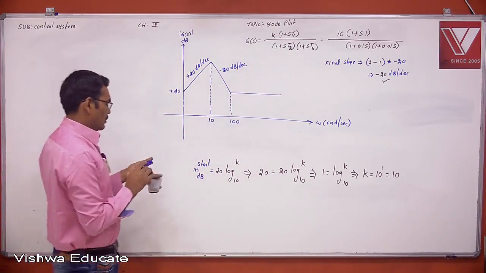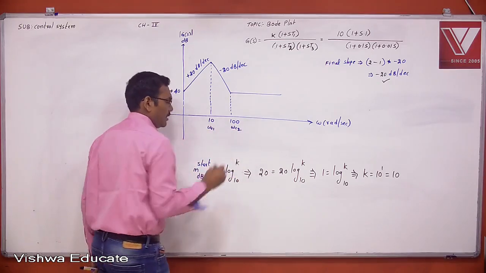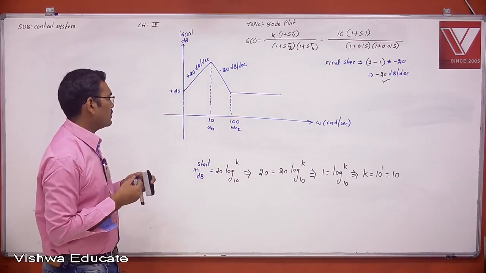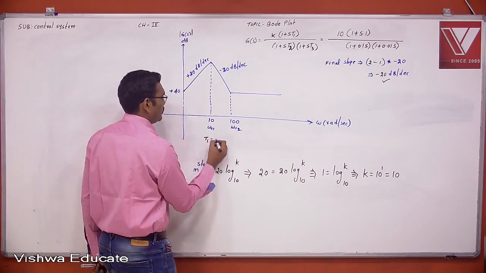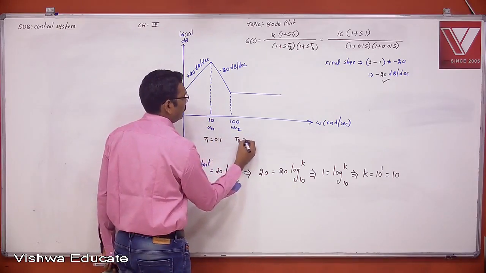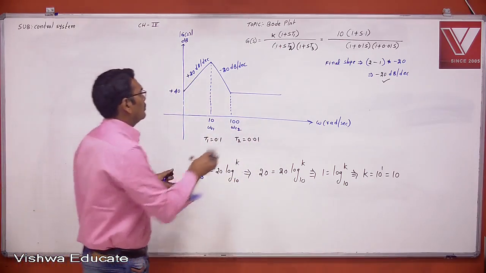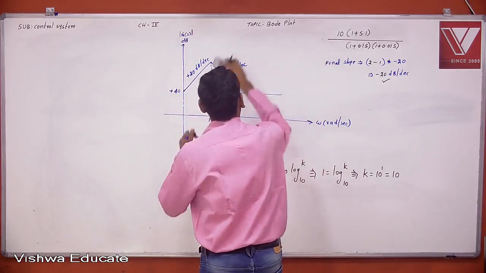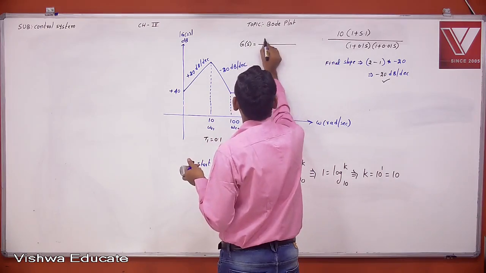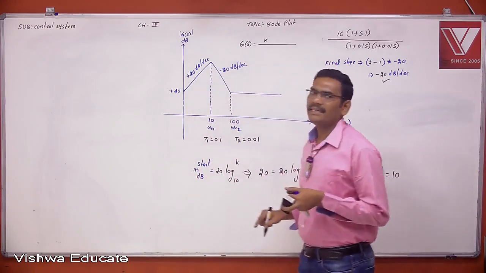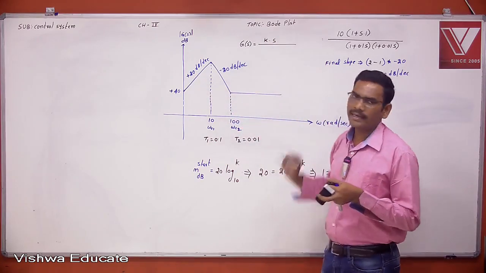Now, these are the corner frequencies. This is omega C1, this is omega C2. The corner frequencies and time constant are inversely proportional. Now, T1 is equal to 0.1, and T2 is equal to 0.01. Now, G of S is equal to system gain K. The starting slope is plus 20 dB per decade, which means an s at the origin.